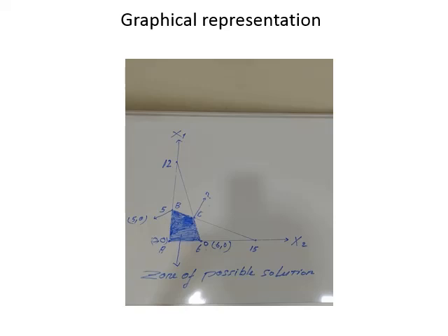Now the second step is to plot these coordinates, which we found by assuming x1 equals 0 to find x2, and assuming x2 equals 0 to find x1 in the two equations.